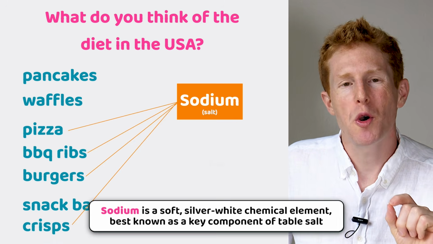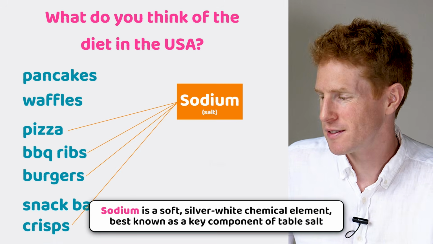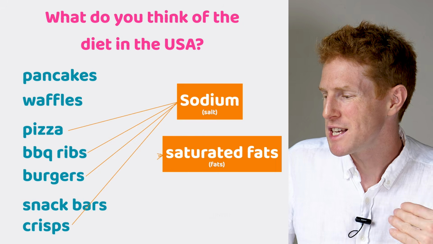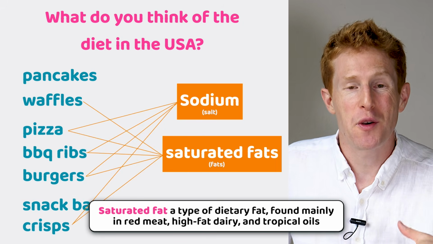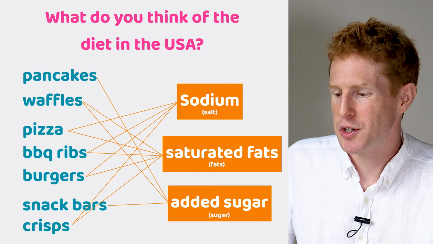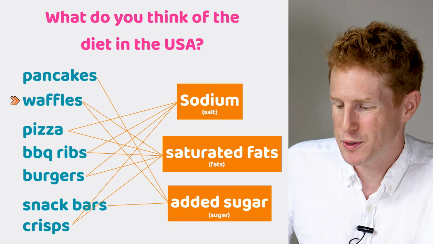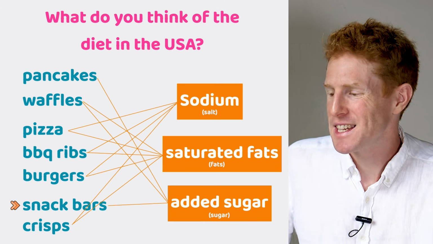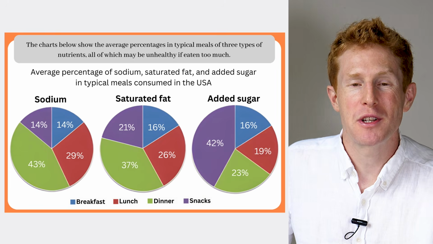The problem with a lot of this food is it's kind of unhealthy. It contains a lot of sodium, so a lot of salt. A lot of this food also contains a lot of saturated fats, so they're very high in fat. And a lot of this also contains added sugar, especially the pancakes, waffles, and snack bars. With that in mind, have a look at the pie chart graphic that we're going to look at today.